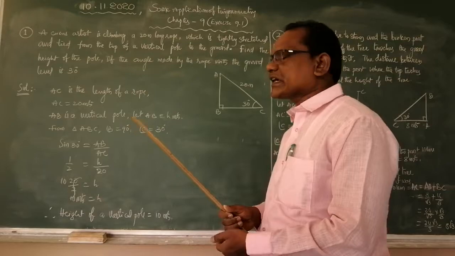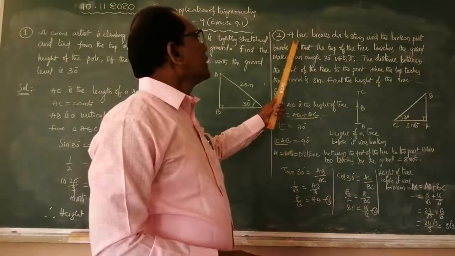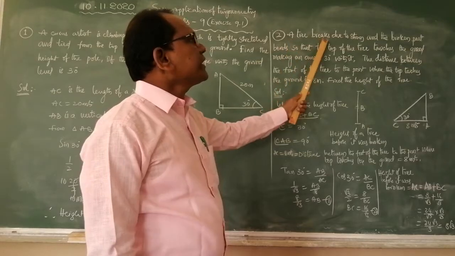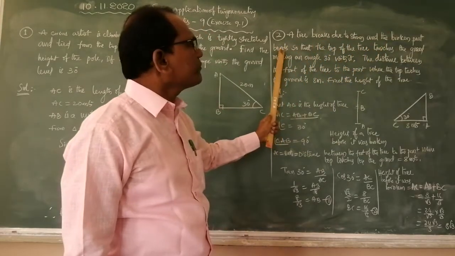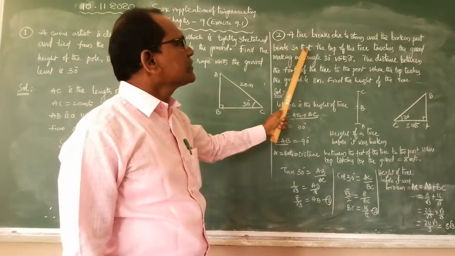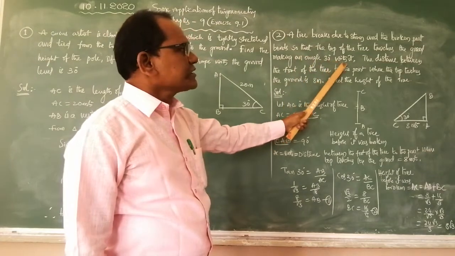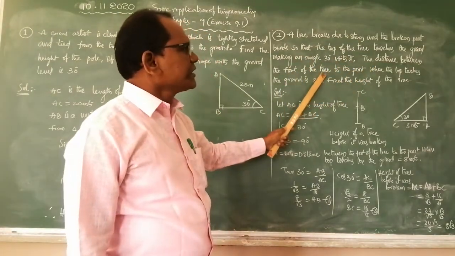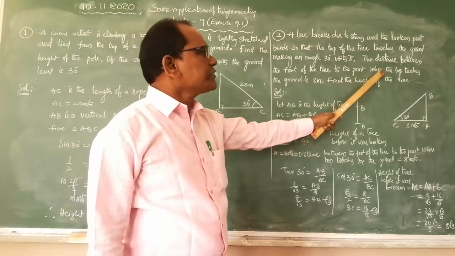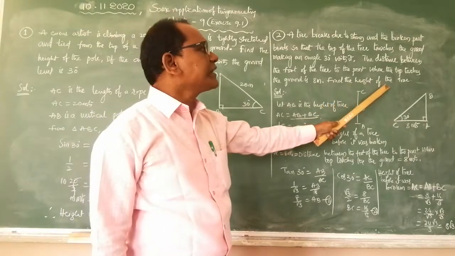When we come to the second problem, this is a very important problem. Second problem: a tree breaks due to a storm and the broken part bends so that the top of the tree touches the ground, making an angle of 30 degrees with it. The distance between the foot of the tree and the point where the top touches the ground is 8 meters. Here I find the height of the tree.